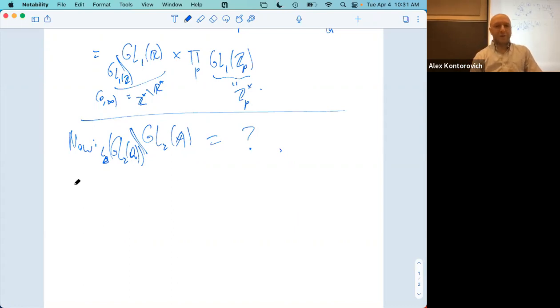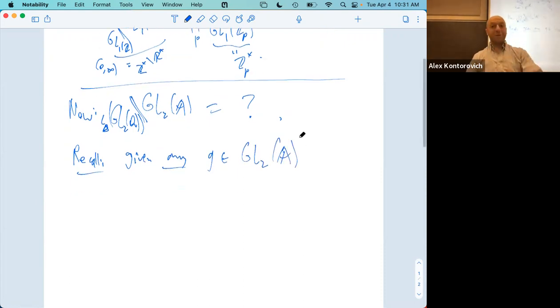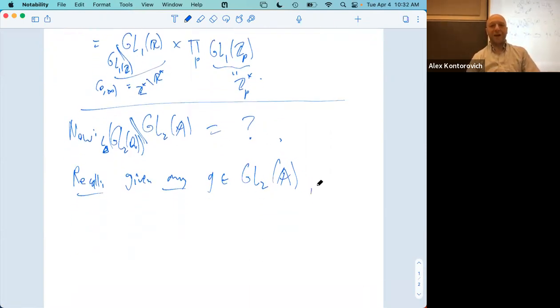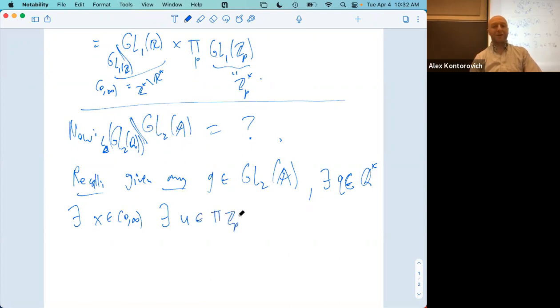Okay, so let's recall what we did. We're given any G in GL2(A). The first thing we did is we used this decomposition to say that given any G in GL2(A), there exists a Q in the rationals, in fact the invertible rationals, and there exists an X in the reals, X in (0, ∞), and there exists, let's say, U in the product of the Z_p^×.